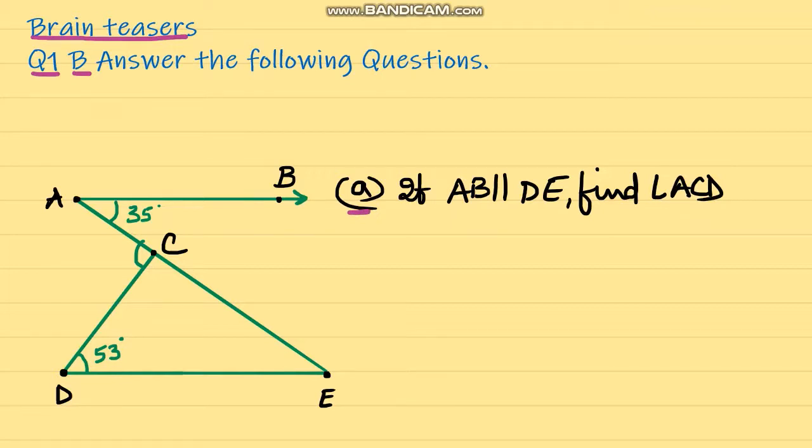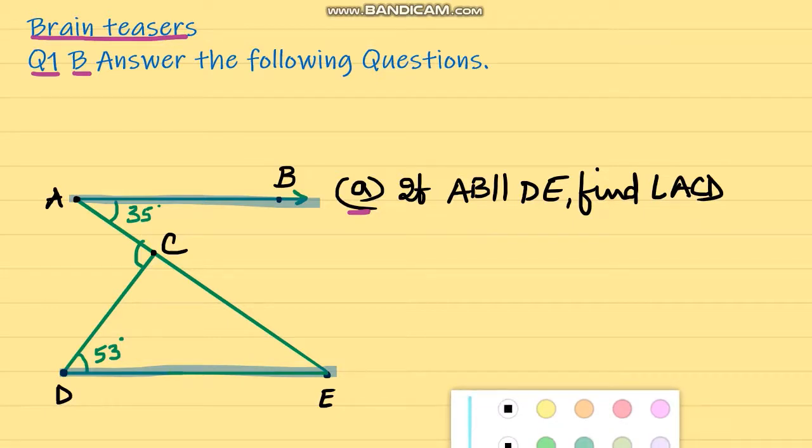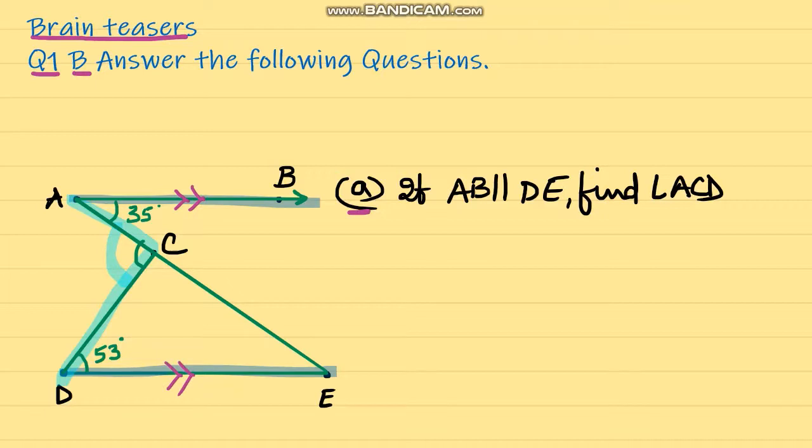If AB is parallel to DE, see this is AB and this AB is parallel to DE. Okay. Find angle ACD. What angle you have to find? You have to find angle ACD. So this is what you have to find. Now how will you do so? Children, see AB is parallel to DE and see this angle A here and angle E here.